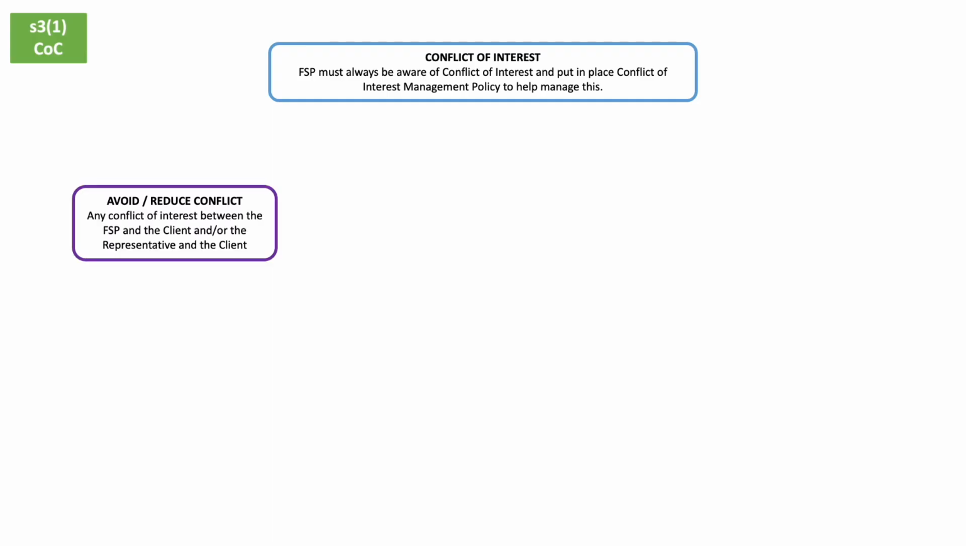As mentioned previously, an FSP must always be aware of conflicts of interest and put in place a conflict of interest management policy to help manage it. Any conflicts of interest between the FSP and the client or the representative and the client must be reduced where it cannot be avoided. So remember, the most important consideration is to avoid, and if for some reason you cannot avoid, then measures must be in place to reduce the conflict.